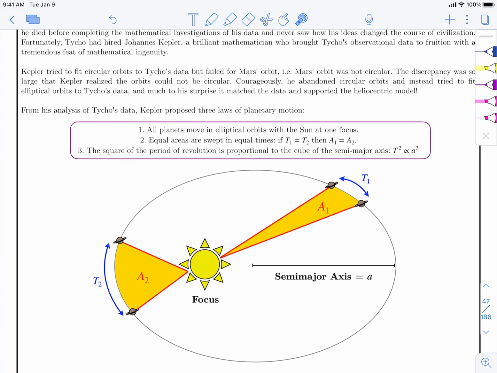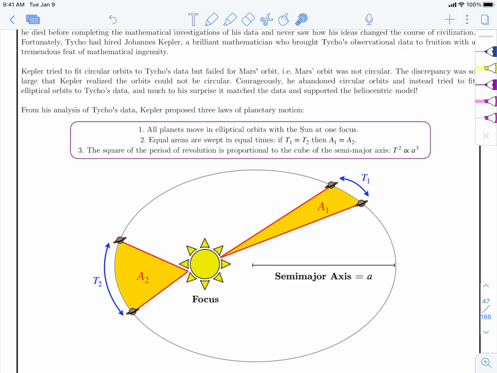Now, I remind you what an ellipse is. An ellipse is kind of like a squished circle, kind of like an egg shape almost, but more symmetric than an egg. And it's very, very close to being circular. In fact, most of the planets go in very nearly circular orbits, but some planets have more elongated orbits and thus are elliptical more than circular.